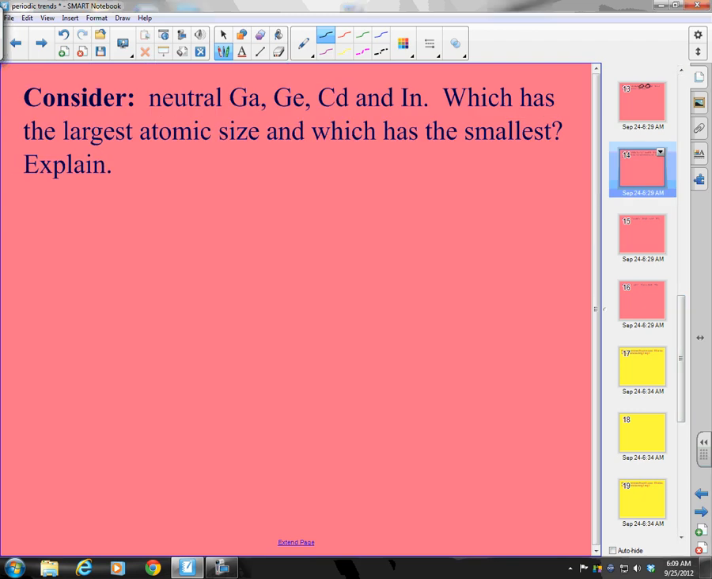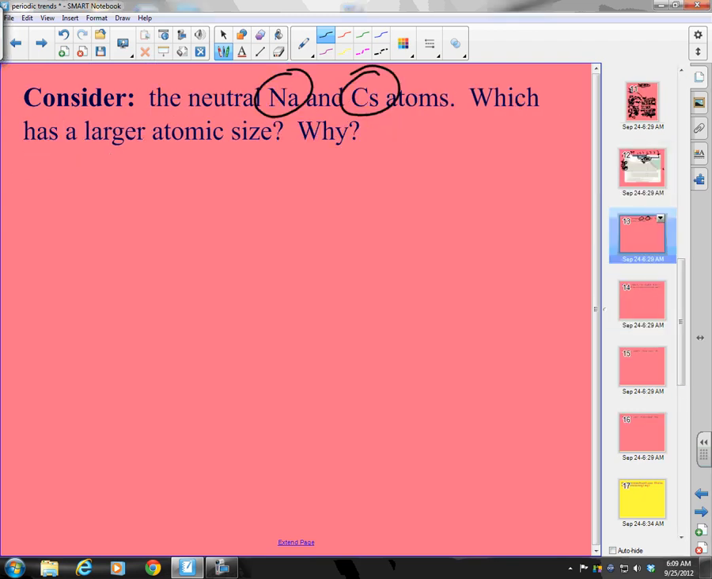Let's see if we can do another one here. Oh, great. Here we go. Well, first of all, did I answer my question? The neutral sodium and cesium atoms, which has a larger size? Cesium. Why? More electron shells. And once again, how did I know that? Well, because remember, for groups 1 and 2, the period for my s block indicates my electron shell.